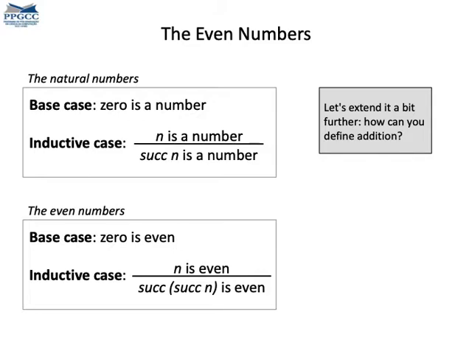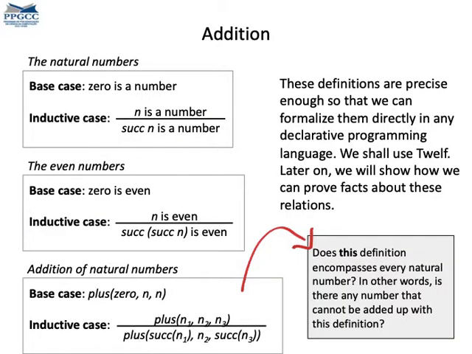And how could we define addition over the naturals? We define addition using two predicates. First, 0 plus n is n. Second, if any1 plus any2 is any3, right here, then suc of any1 plus any2 is suc of any3.